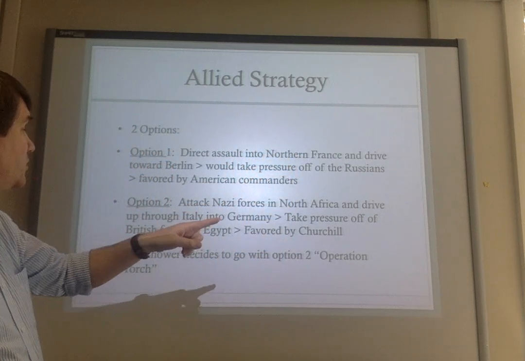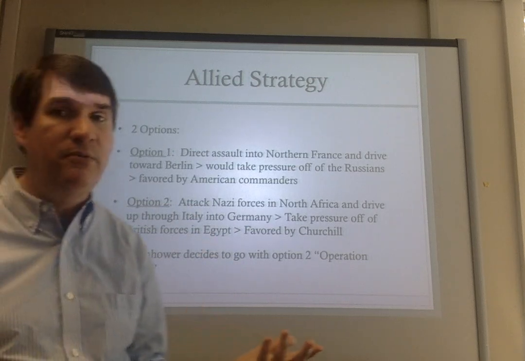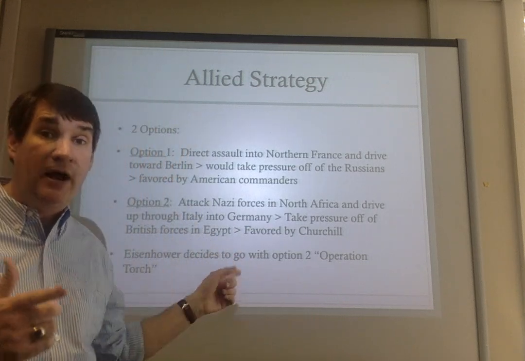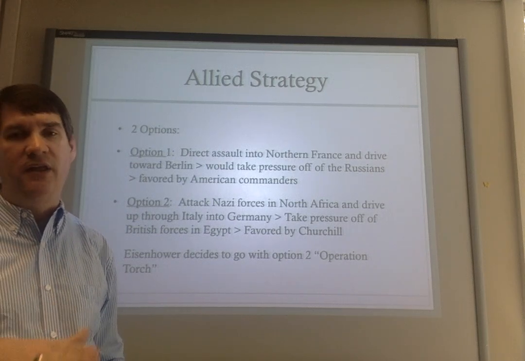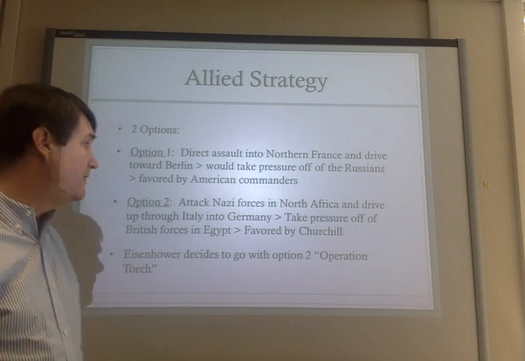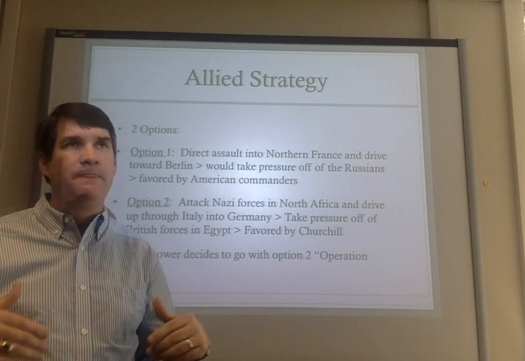So it would take the pressure off the British forces in Egypt, and this is the one Churchill liked. So Eisenhower weighed both these options and actually chose option 2, going against his commanders, and said, I think we'll go underneath through Africa and then up through Italy. And this is going to be called Operation Torch.